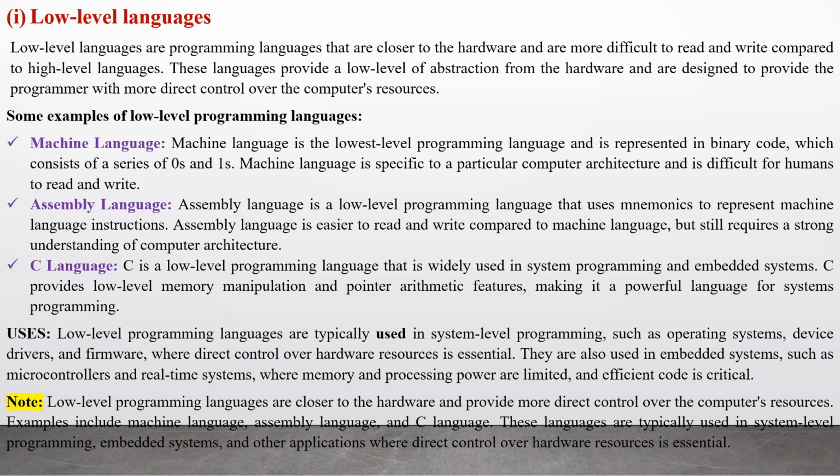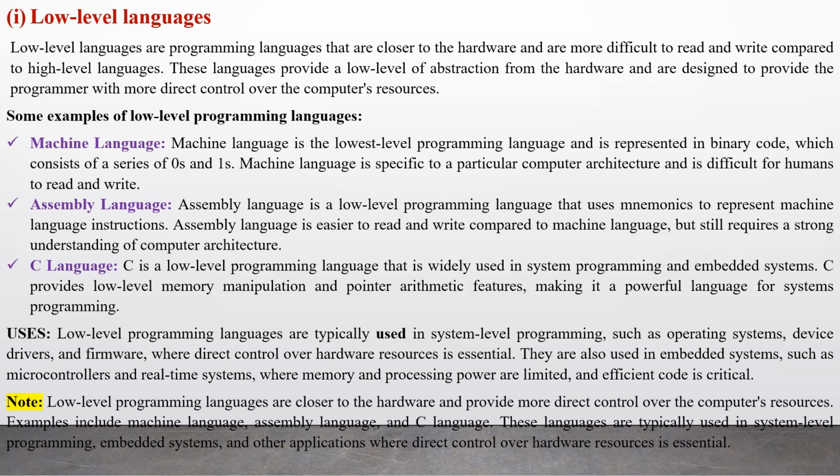Let's see how it's used. Low-level programming languages are typically used in system-level programming, such as operating systems, device drivers, and firmware, where direct control over hardware resources is essential. They are also used in embedded systems, such as microcontrollers and real-time systems, where memory and processing power are limited, and efficient code is critical.